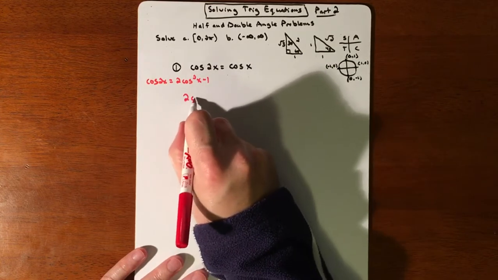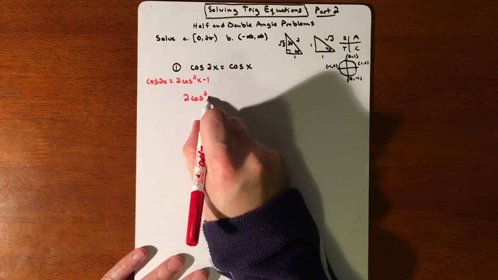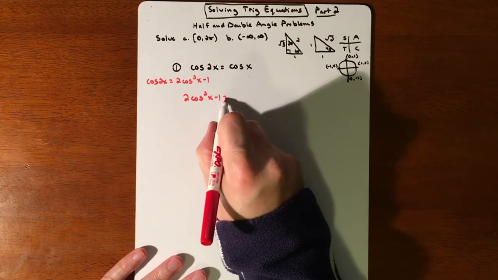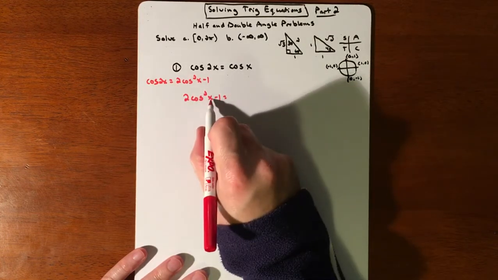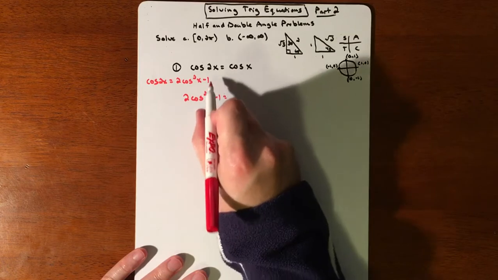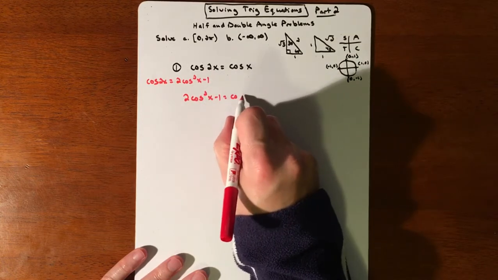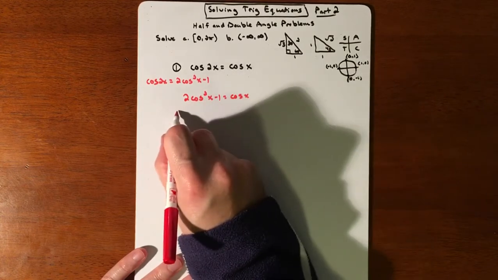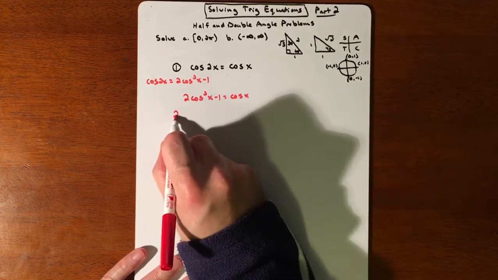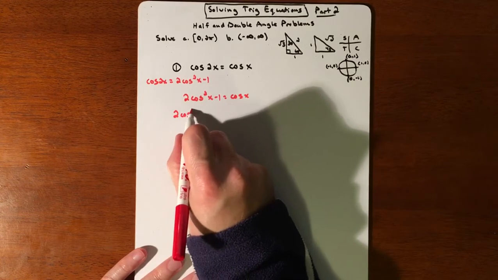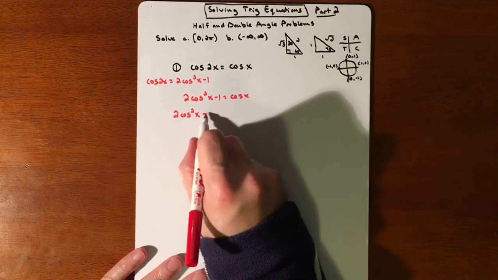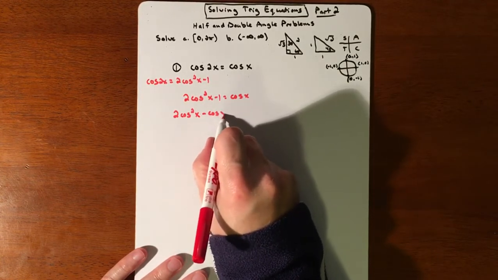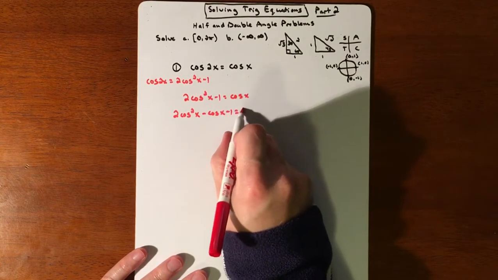So we got 2 cosine squared x minus 1. I just used a trig identity to replace this, so that way I just have cosine x's, not cosine 2x. And then this very much has a quadratic feel to it, so I'm going to bring the cosine x over. 2 cosine squared x minus cosine x minus 1 equals 0.